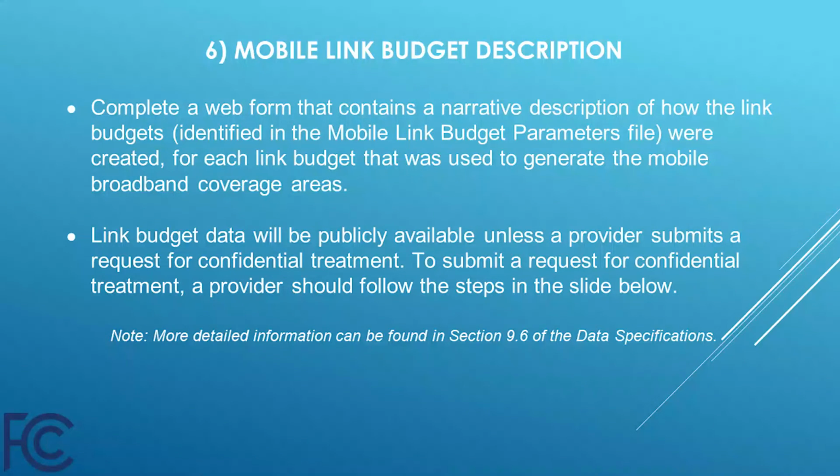To submit the mobile link budget description, filers must complete a web form that contains a narrative describing how the link budgets identified in the mobile link budget parameters file were created. Filers must submit a description for each link budget that was used to generate the mobile broadband coverage areas. As a reminder, link budget data will be publicly available unless a provider views such information as commercially sensitive and submits a request for confidential treatment. To submit a request for confidential treatment, a provider should follow the steps in the slide below.